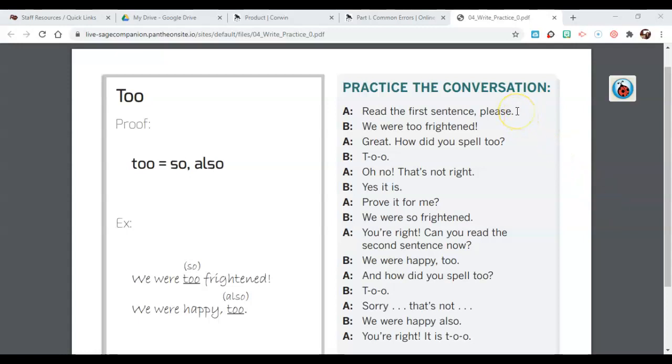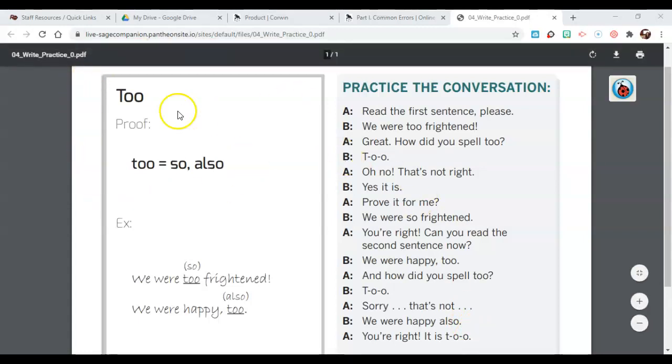Practice this conversation for the homophone to, T-O-O. Read the first sentence, please. We were too afraid. Great. How did you spell too? T-O-O. Oh, no, that's not right. Yes, it is. Prove it for me. We were so frightened. You're right. Can you read the second sentence now? We were happy too. And how did you spell too? T-O-O. Sorry, that's not right. We were happy also. You're right, it is T-O-O.